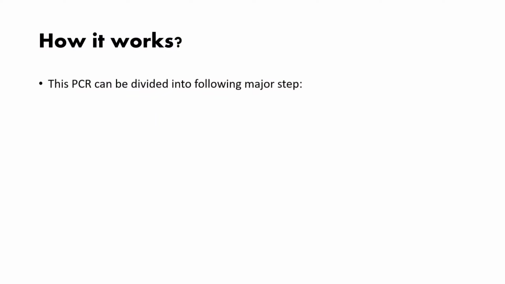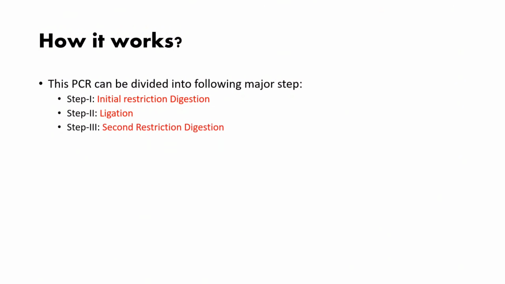Now, if we look at how it works, this PCR can be divided into the following major steps. Step 1, initial restriction digestion. Step 2, ligation. Step 3, second restriction digestion. Step 4, normal conventional PCR.